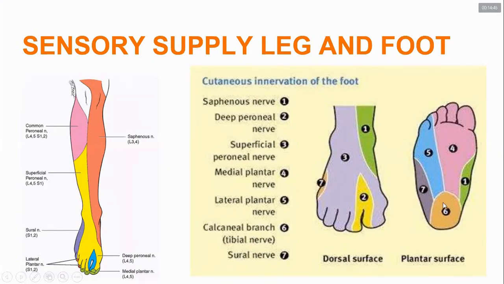So three branches of the tibial nerve will supply the whole of the foot, and there are some overlapping contributions from the sural nerve, which will usually supply the posterolateral aspect of the foot, and some contribution from the saphenous nerve, but these are all negligible. So mostly for the sole of the foot, you have to remember three nerves. One is the medial plantar nerve, lateral plantar nerve, and the medial calcaneal branch. All are branches of tibial nerve.